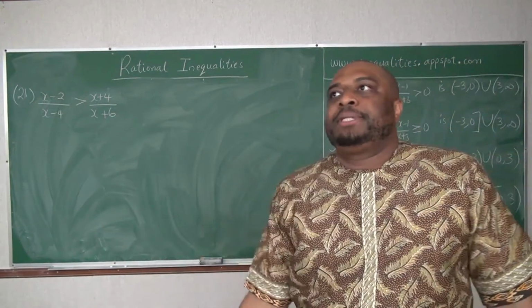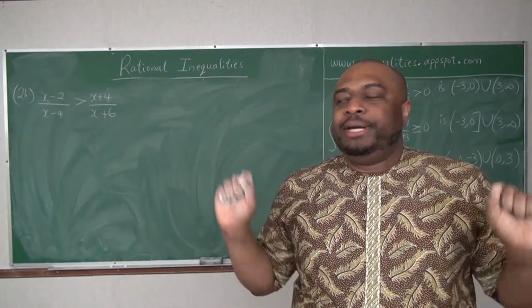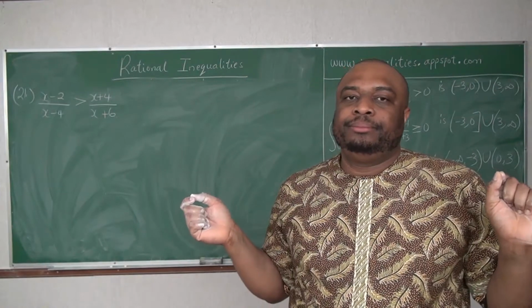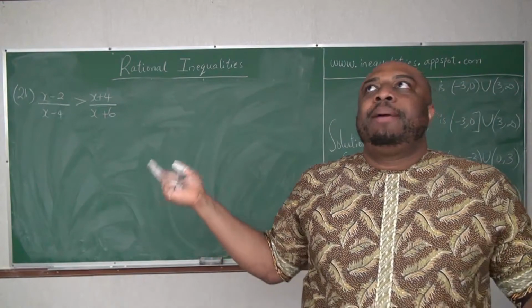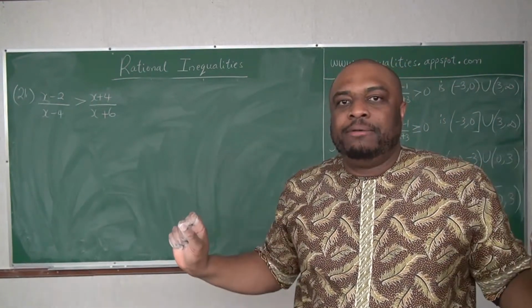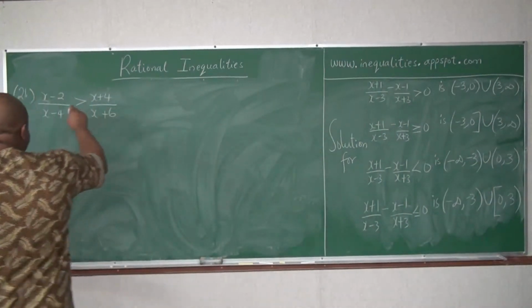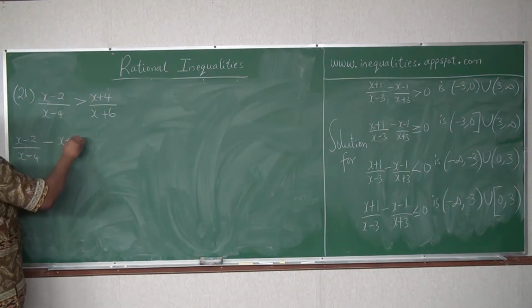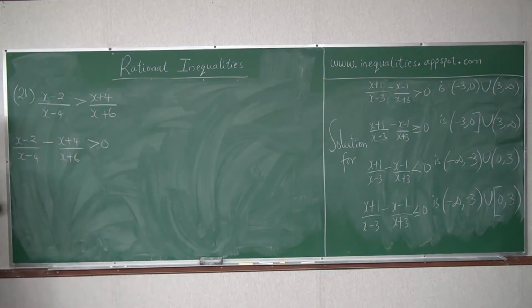We ask ourselves, first step, is 0 on the right hand side all by itself? No. So we have to do that. First step, 0 has to be by itself on the right hand side. So we move this. We have (x minus 2)/(x minus 4) minus (x plus 4)/(x plus 6) greater than 0.